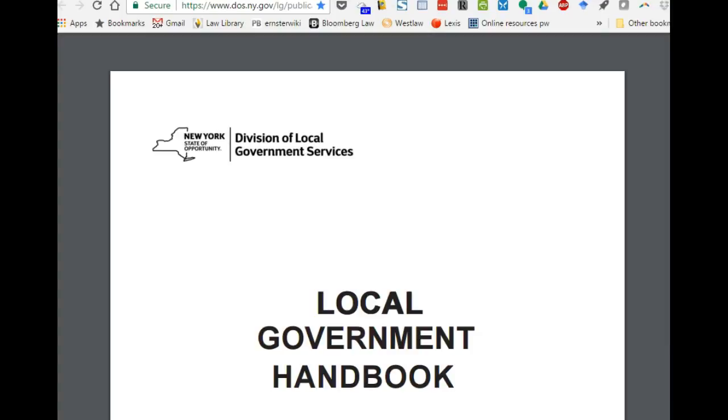Now, I don't know how complex other states are, so for those of you headed out to other states, take a look at your state's website and get to understand the extent to which it is or is not confusing what the local law structure looks like and whether you have something like a local government handbook.